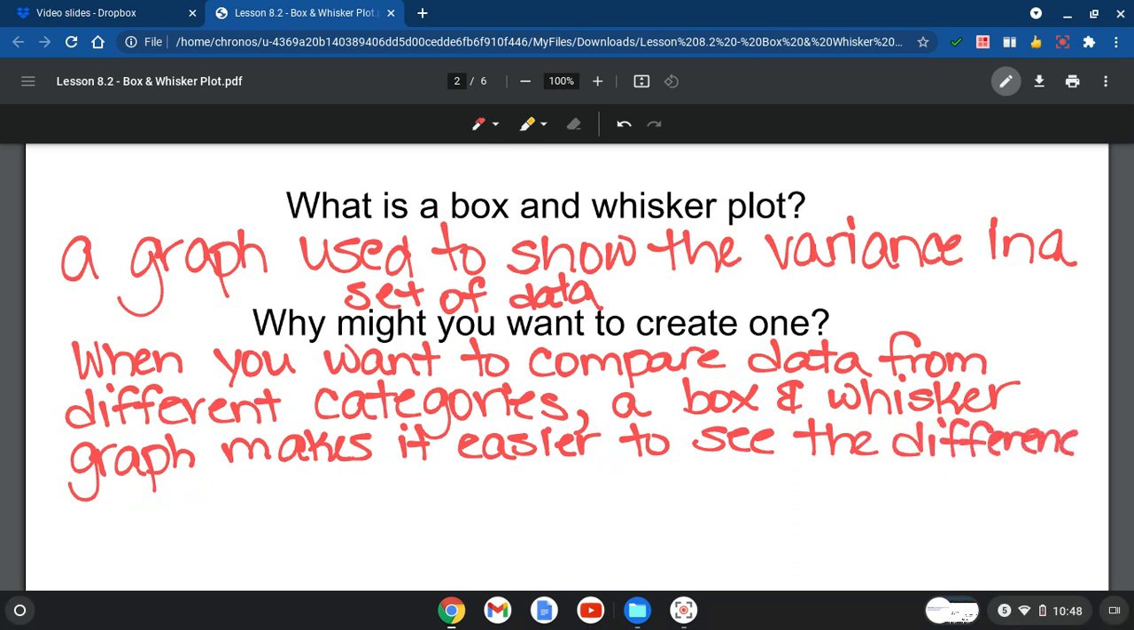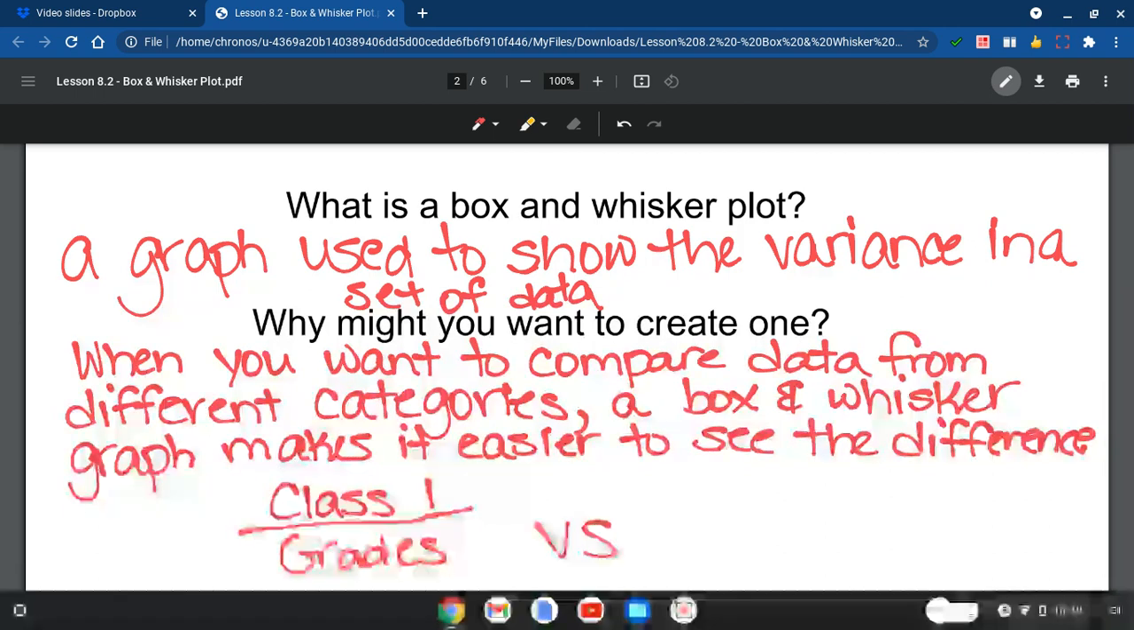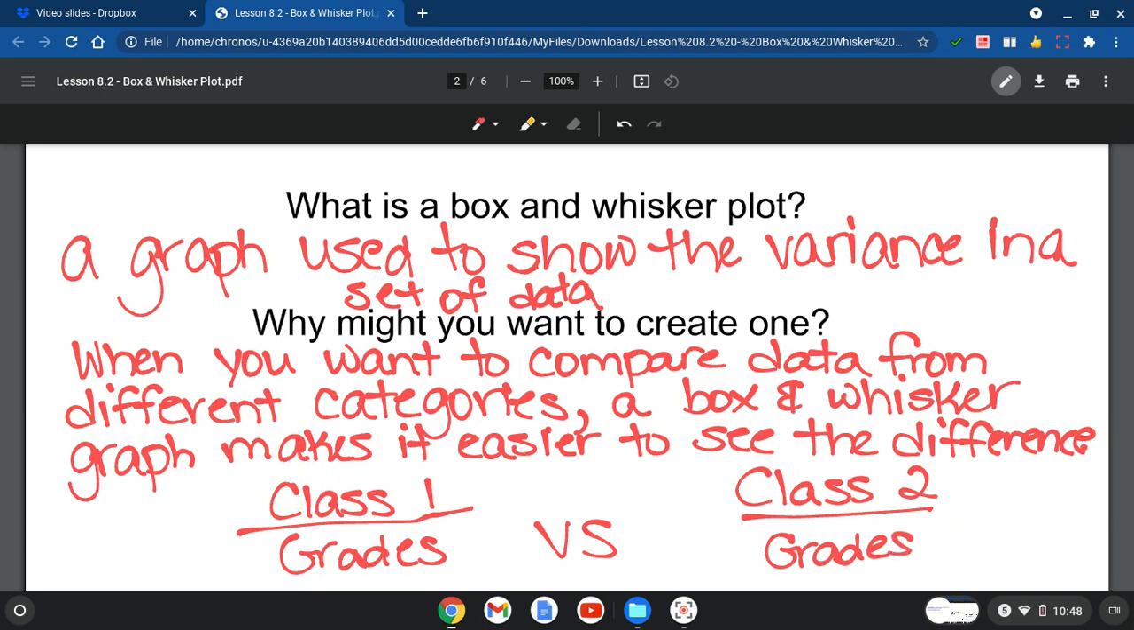For example, if a teacher gave the same test out to two different classes, a teacher would be able to use a box and whisker plot to compare the grades from the first class versus the grades from the second class and be able to clearly see how the students did on that particular exam.